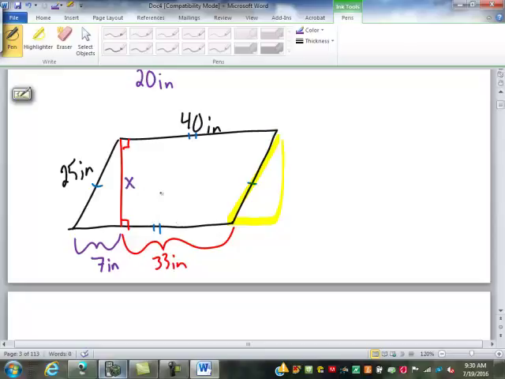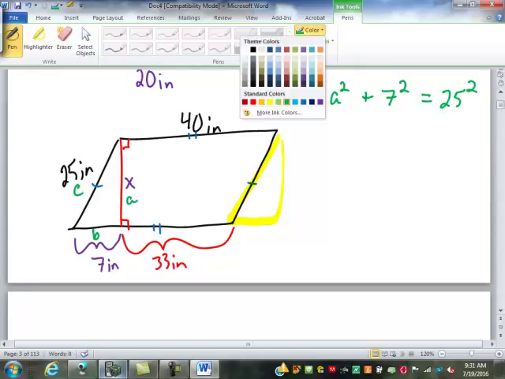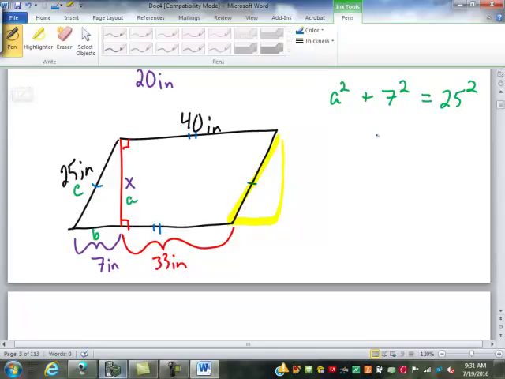Now if I call this X here, or I could call it A, I suppose, because it's going to be one of my legs. B is my other leg, will be the 7, and C is the 25, my hypotenuse. A squared plus B squared will become A squared, or X squared, plus 7 squared equals 25 squared. At this point, I'm going to trust that you guys can work that equation out to get that A equals 24. So this is 24 inches across here. Any questions?